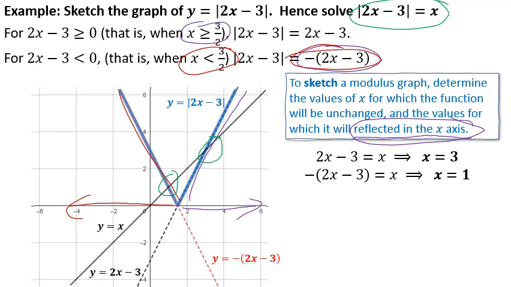And it's a good idea to test those. I would recommend, as always, test them back in the original equation. We can do 2 lots of 3, take away 3, and see if it's the same as 3. It is. We can do 2 lots of 1, take away 3, do the modulus of it, and see if that's the same as 1. So it seems to work. And in fact, you can see that they fit where they should have been on the graph.